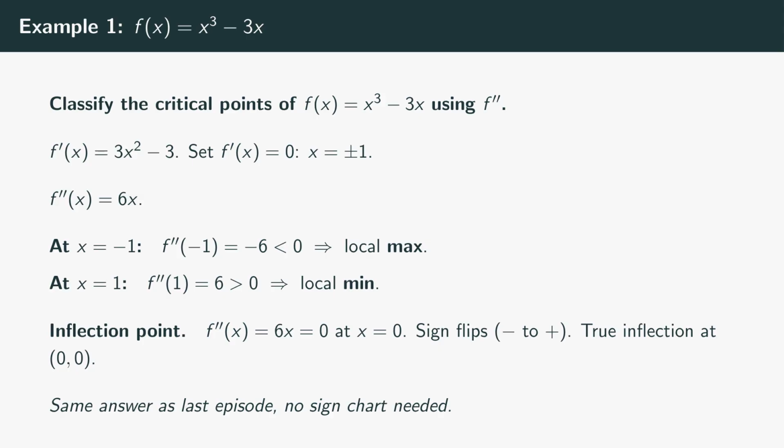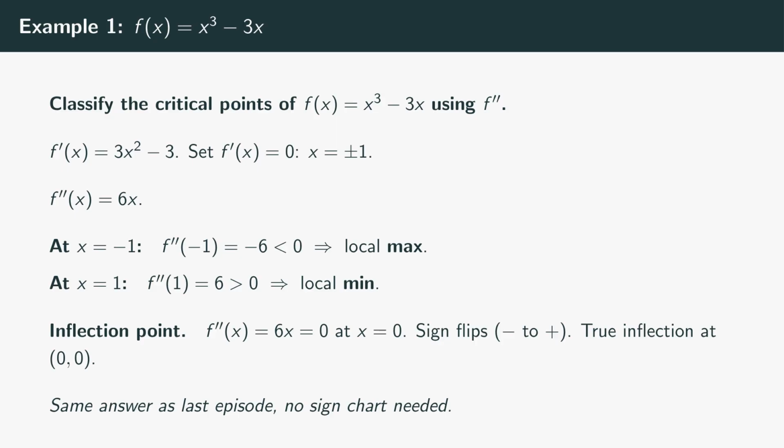First worked example. Classify the critical points of f of x equals x cubed minus 3x using the second derivative test. This is the same function we classified last episode using the first derivative test. Let's see how the second derivative test compares. Compute f prime, 3x squared minus 3, set equal to 0, x equals plus or minus 1. Two critical points. Now compute f double prime, differentiate again, 6x. Evaluate at each critical point.